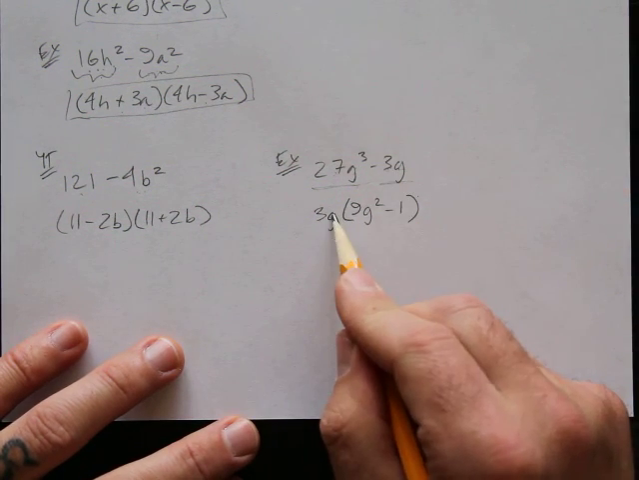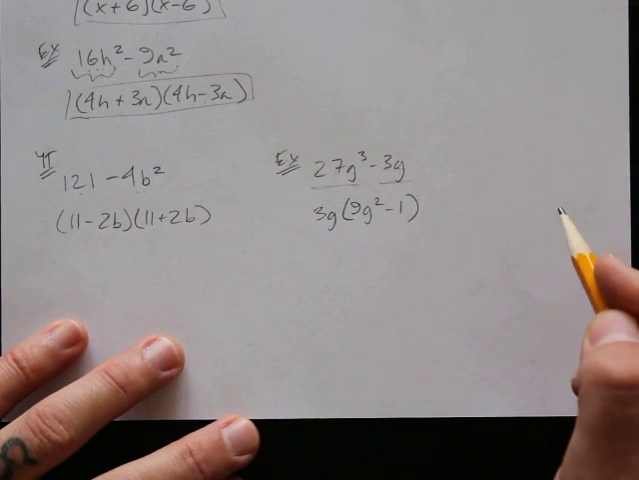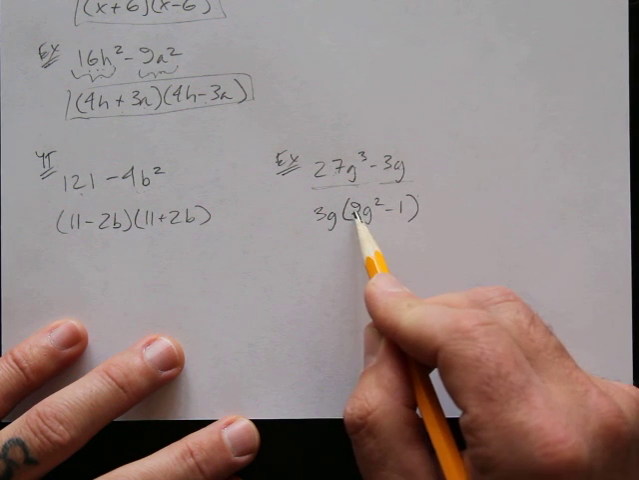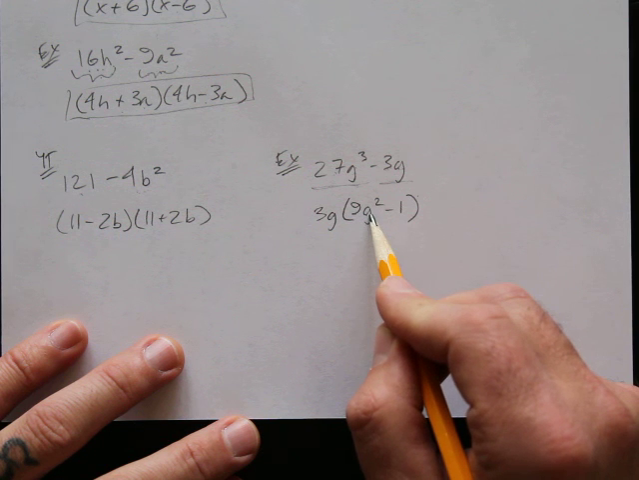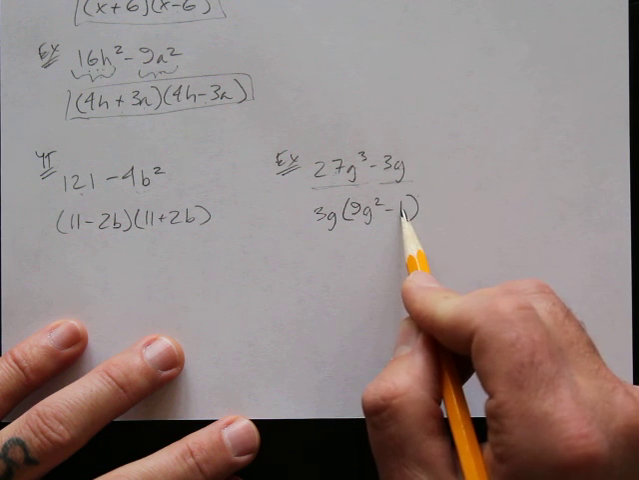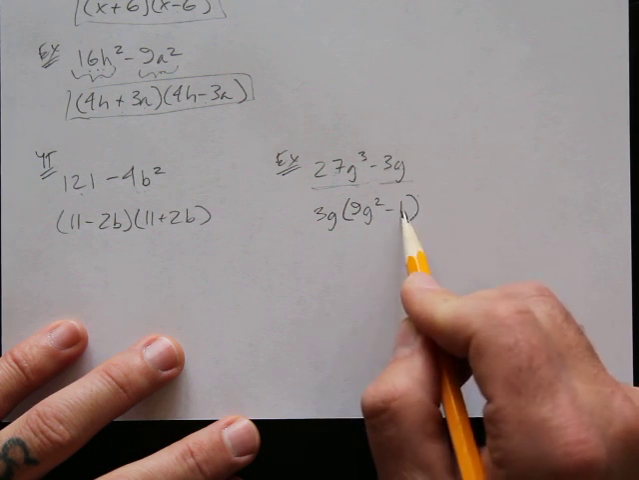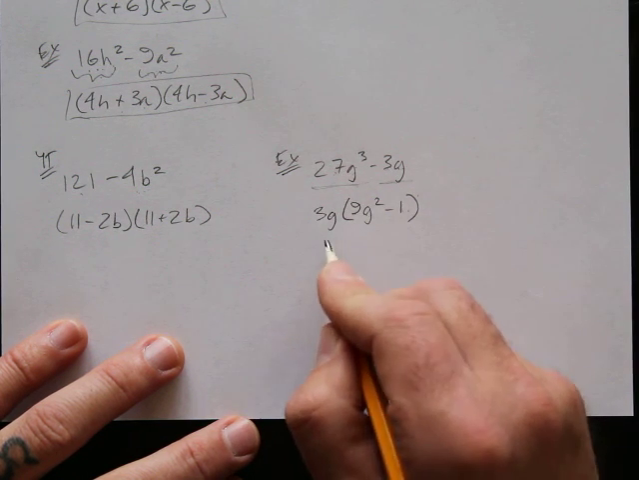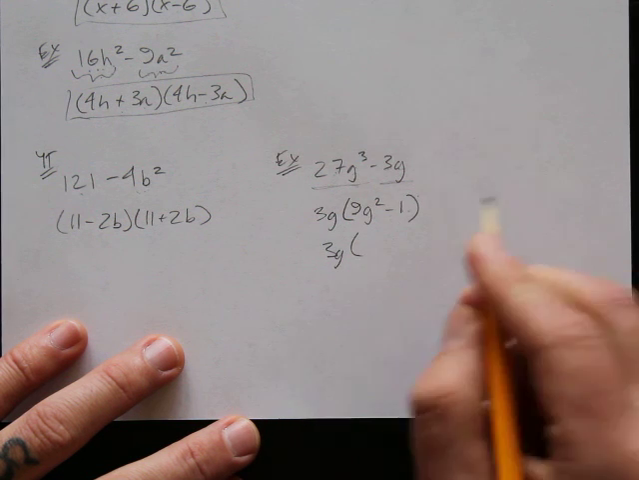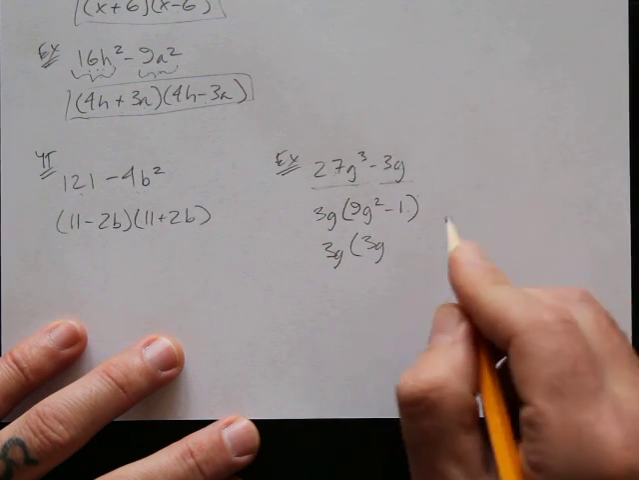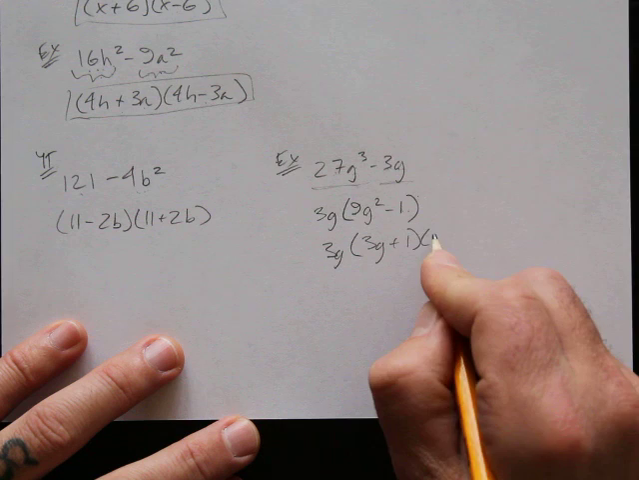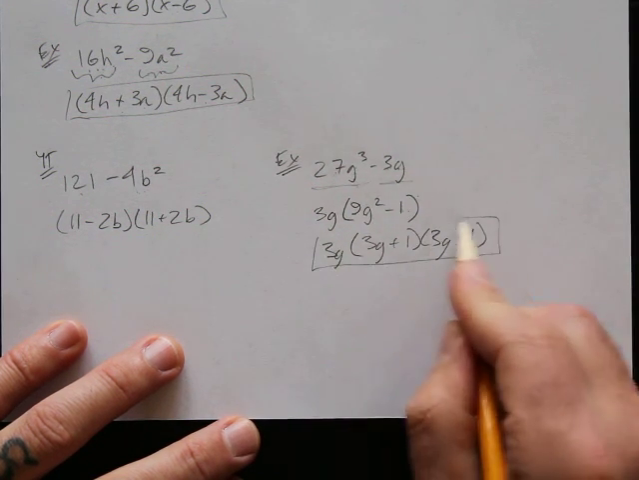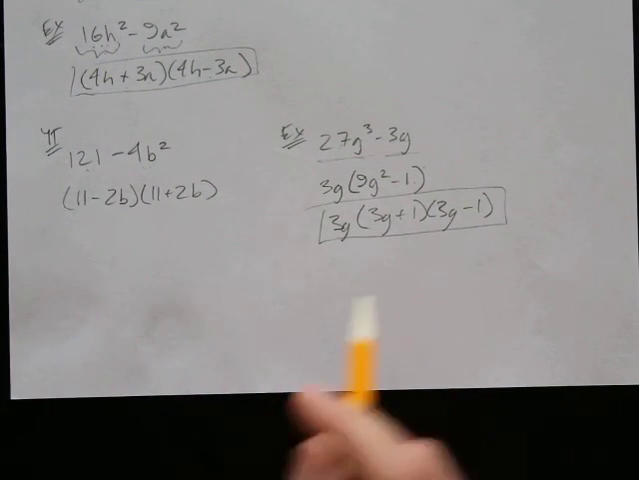Because 3g divided by 3g is 1, and I've got that minus there. Now, I've got perfect squares here. 3 times 3 is 9, g times g is g squared. 1 times 1 is 1. So I've got these perfect squares, and so I can factor this here. So 3g, keep that 3g out there, and then 3 times g plus 1 times 3 times g minus 1. And there is my factored form of that one. That one's pretty tricky, but there it is.